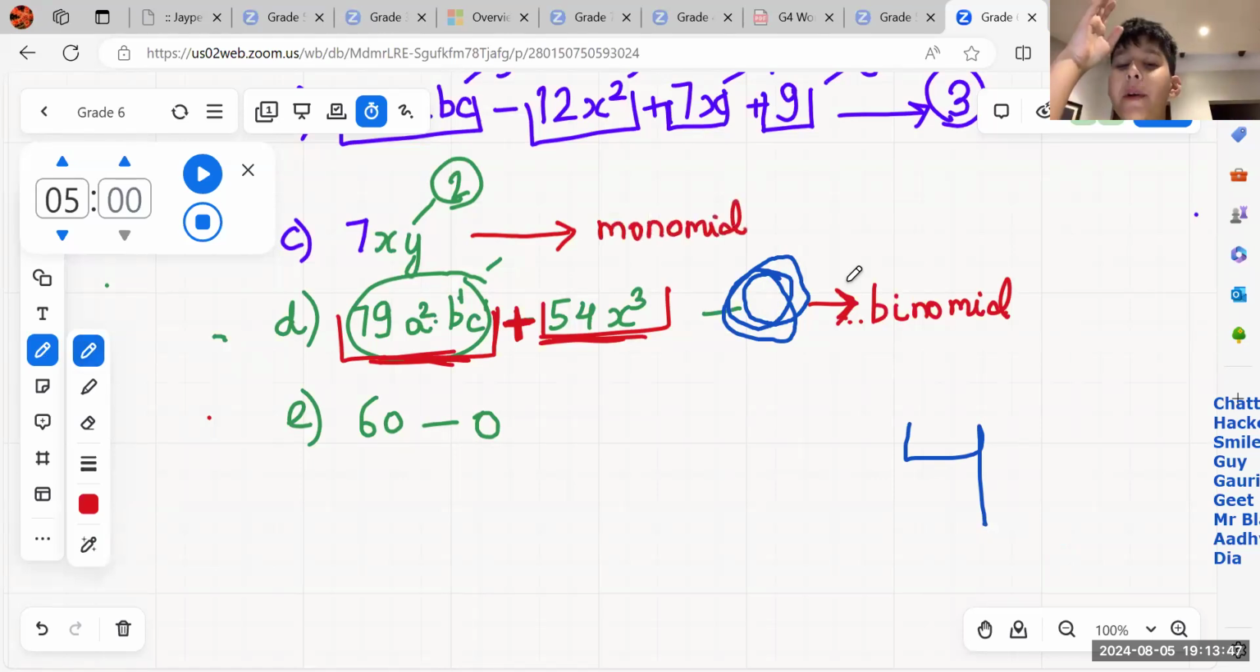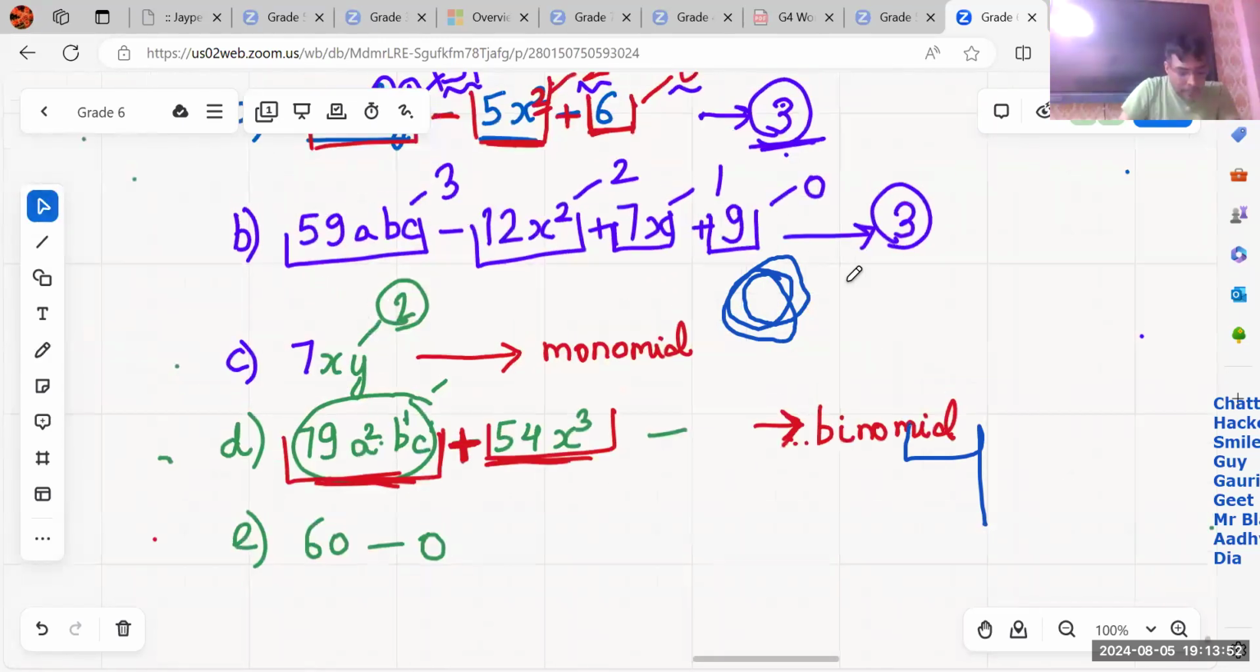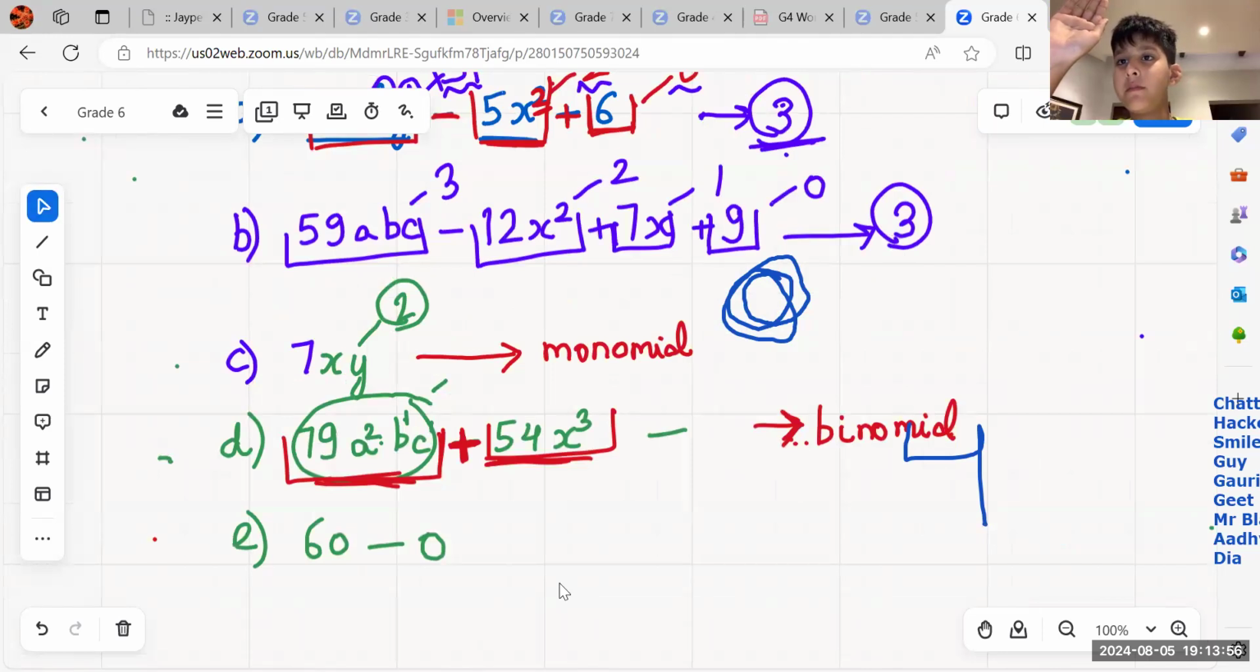So now I've remembered. I forgot the definitions for a bit in between. What is the B part? May I ask? Yes, sir. Sir, it has 4 terms. Yeah, we will call it polynomial. Polynomial, yes, sir.